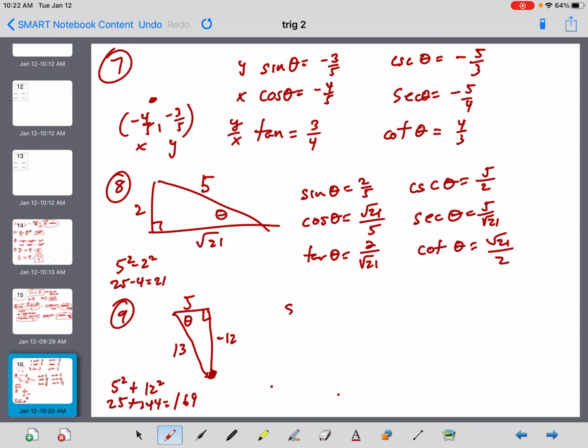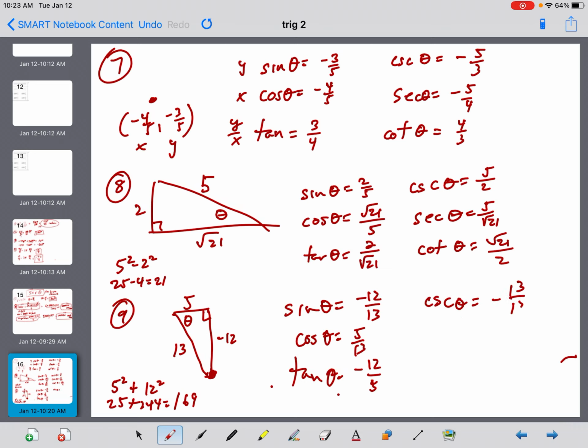So we're going to have sine theta, that's going to be negative 12 over 13. Cosine theta is going to be 5 over 13. Tangent theta is going to be negative 12 over 5. And let's flip them. Cosecant theta is going to be negative 13 over 12. Secant theta is going to be 13 over 5. And cotangent theta is going to be negative 5/12. And we're done with number 9.